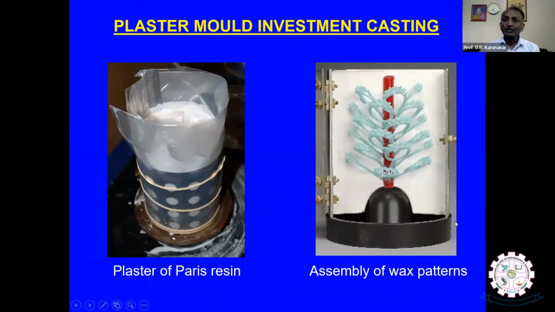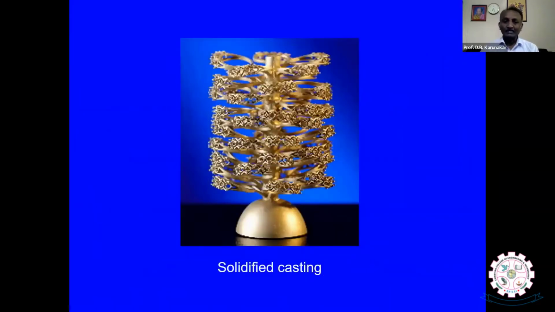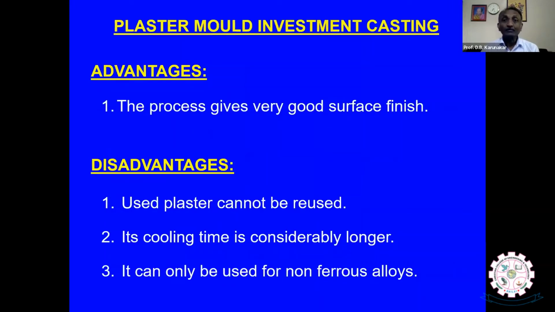Okay, the plaster of Paris goes around this shell, and there it cures, which means it sets. Again, it needs time, 5 to 6 hours. And after that, we have to heat it, and the wax melts and drains out. And after that, we have to pour the molten metal. After pouring, after solidification is over, again we have to break this plaster, the solidified plaster, and the casting comes out. So that is another process, the plaster mold investment casting process. This is the solidified casting. You see, the process gives very good surface finish, as we have already seen.